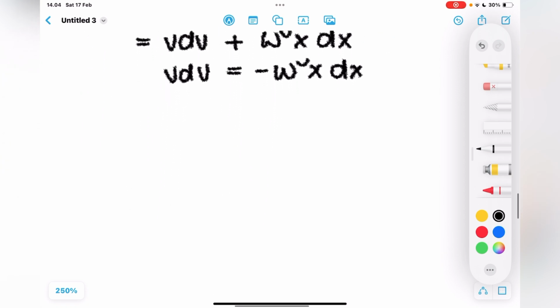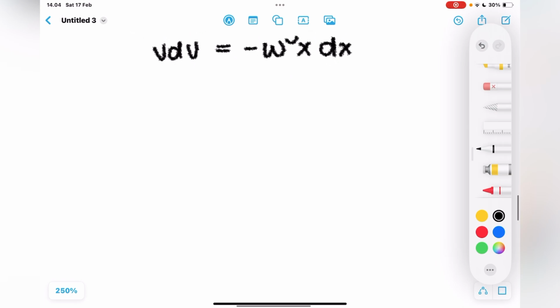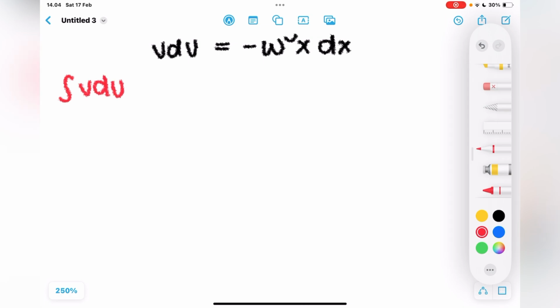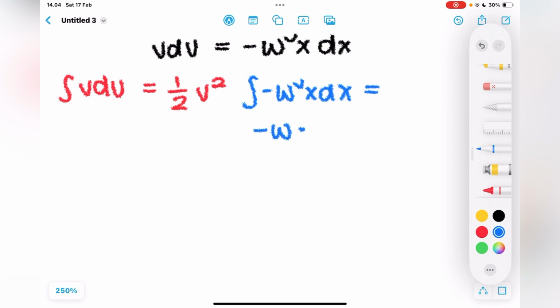Now what we're going to do next is to integrate both sides. So first, if we integrate v times dv, the result will be half v squared. And for the second one, if we integrate negative omega squared x dx, the result will be negative omega squared times half x squared plus a constant.